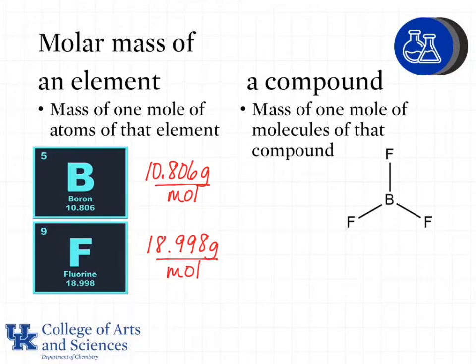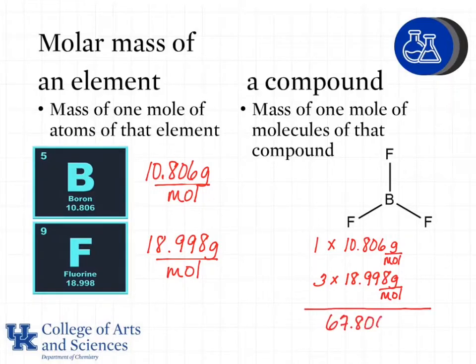We looked at the molar masses of these two elements. Now we're going to look at the molar mass of a compound that's composed of both boron and fluorine. Here we see we have the compound BF3, and we know we have 1 boron, so we take 1 times 10.806 grams per mole, and we have 3 fluorines, so we take 3 times 18.998 grams per mole. So we've accounted for all of the atoms in our molecule. Now we add that up and we get 67.800 grams per mole for BF3.